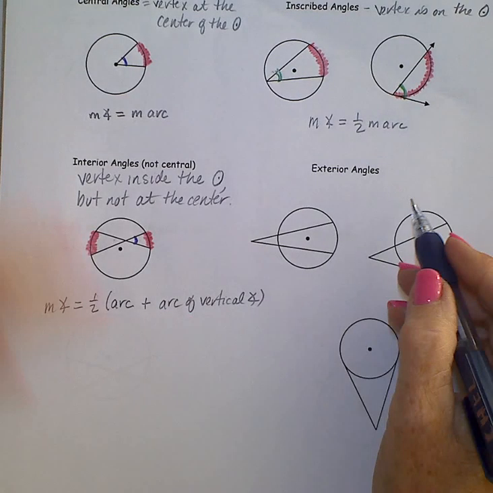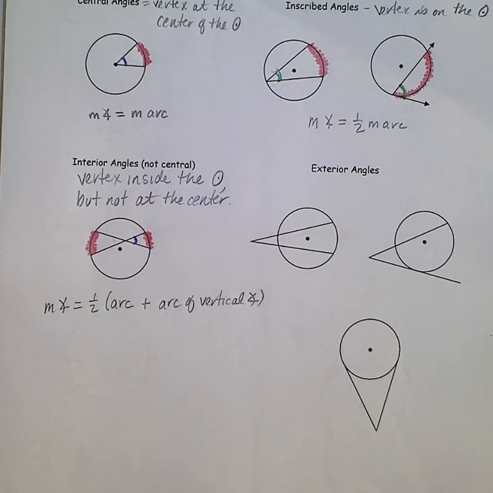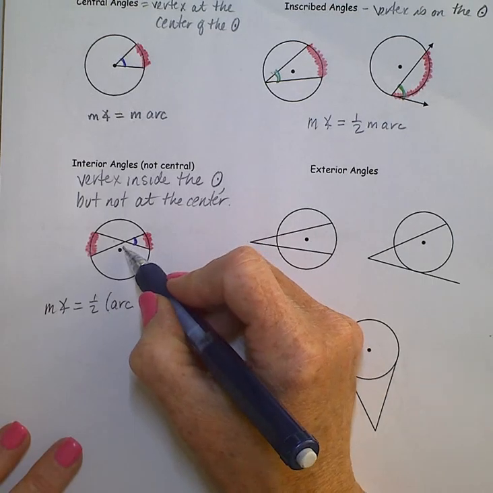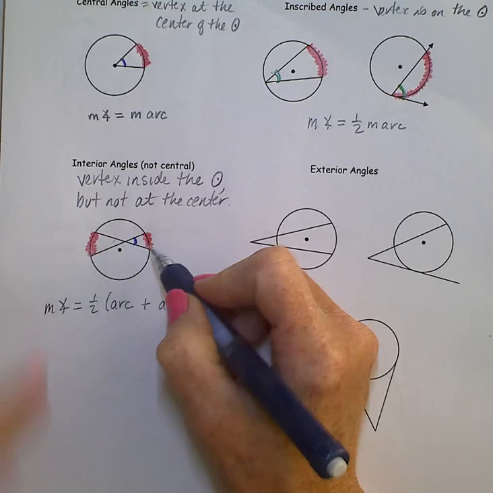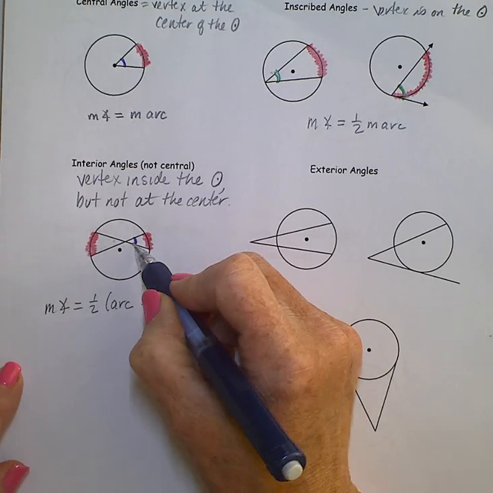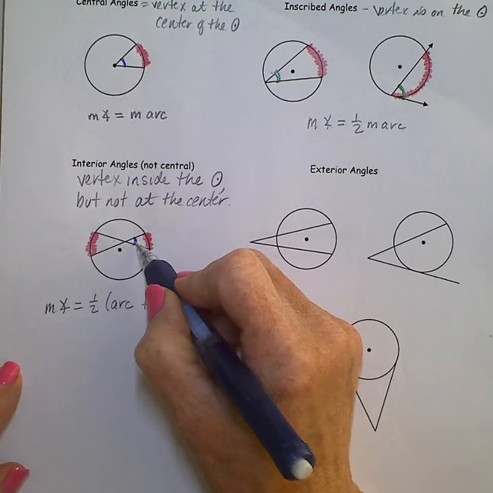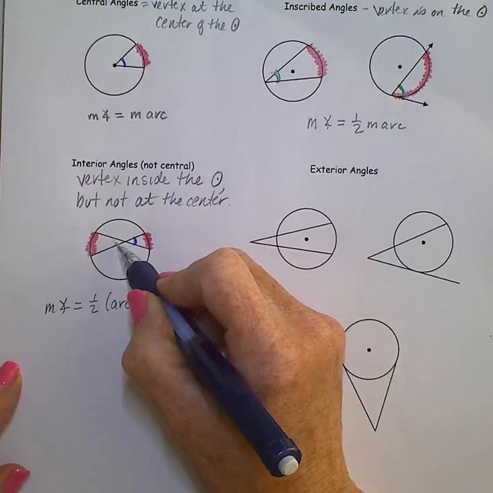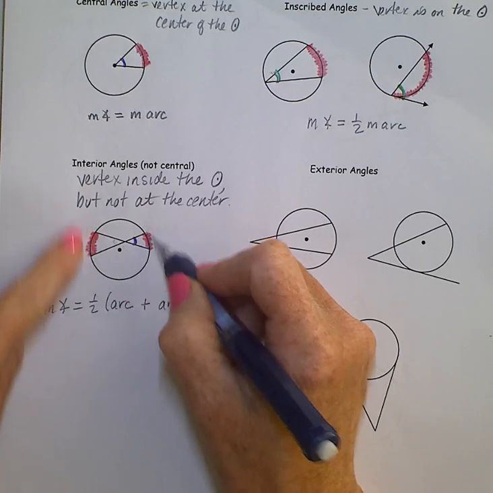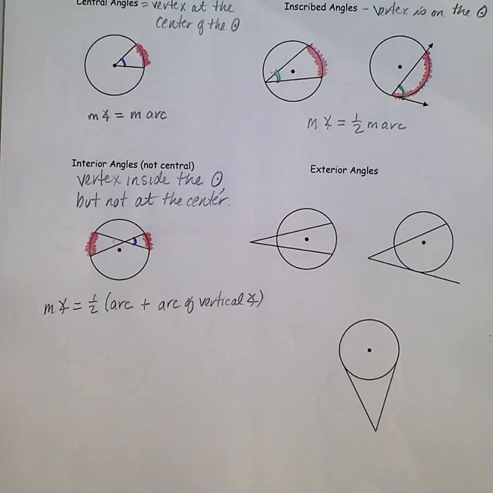Sammy asked if this angle right here, one that I've marked, is congruent to this one over here. And I said, yes, they are congruent, they're vertical angles. But notice that they have different size arcs. Okay, the angles are congruent, but their arcs are not.